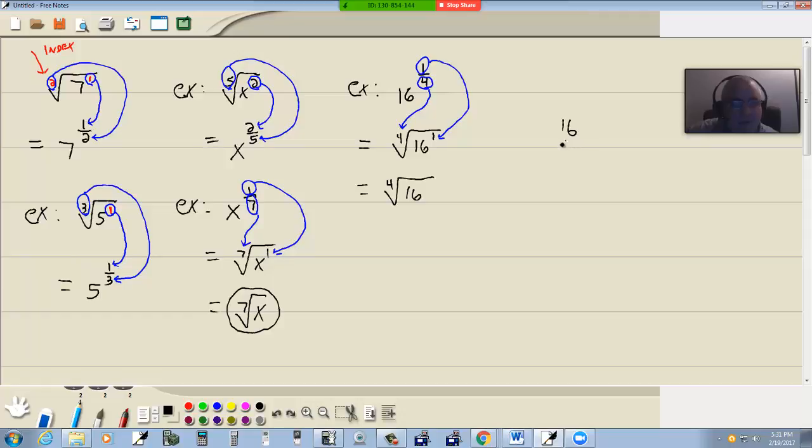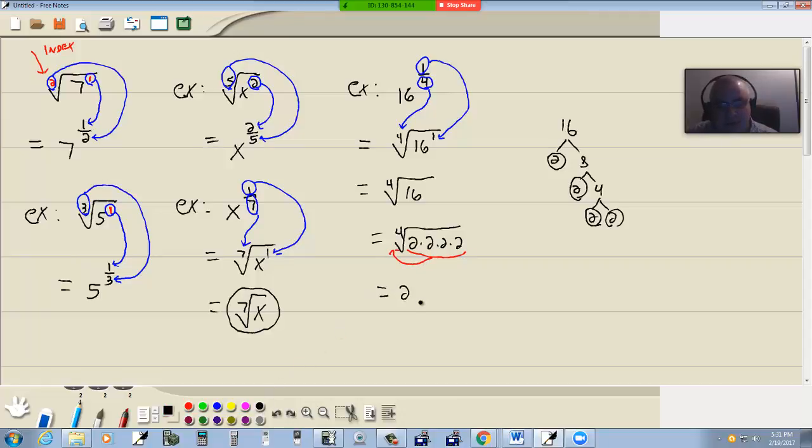And if I were to do the tree breakdown for 16, I got 2 times 8, 2 is prime, circle it. 8 is 2 times 4, 2 is prime, circle it. And 4 is 2 times 2. And both of those are prime, circle it. Which means we have 4 2's. Now our index is 4, which means looking for a set of 4 of something. Here's 4 2's. So those 4 2's are going to come out in front as a single 2. And that's our answer.